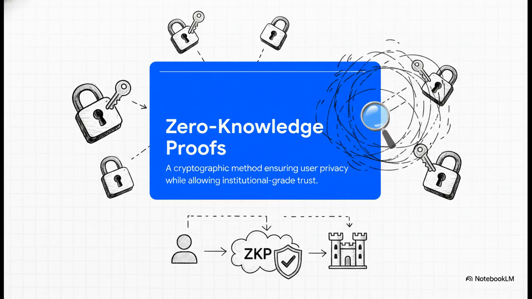It is exactly like proving to a bouncer at a club that you're over 21 without actually handing over your physical ID. They don't see your birth date, your home address, or even your full name. Through complex mathematics, the bouncer just instantly knows you meet the age requirement. ZKP allows the system to verify your credentials without ever handing over the raw personal data. It is how you achieve institutional-grade trust without sacrificing a single ounce of your privacy.